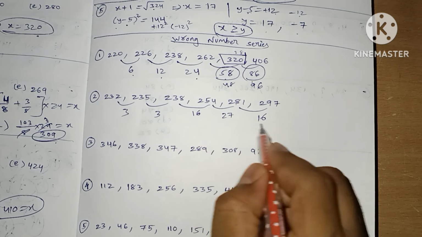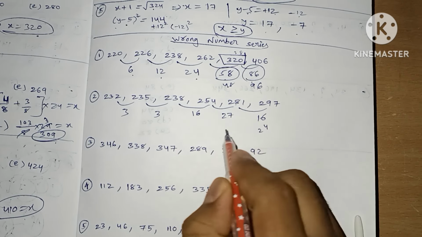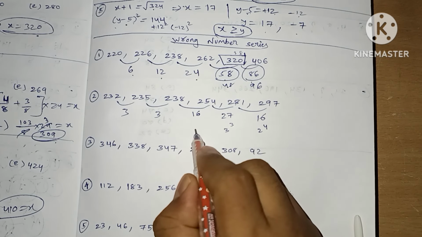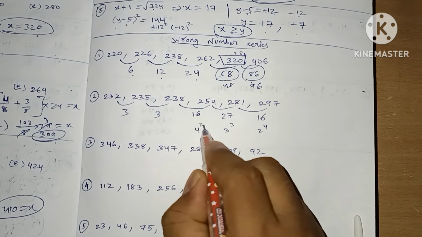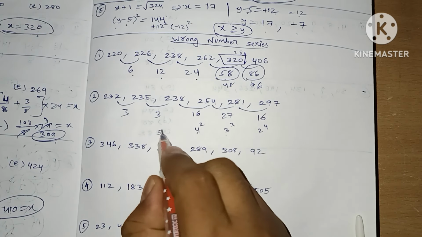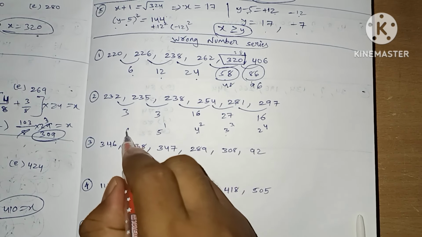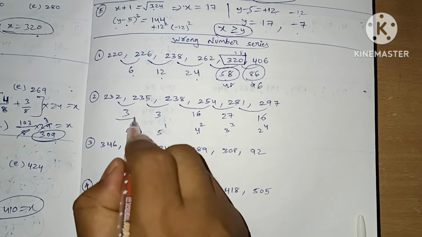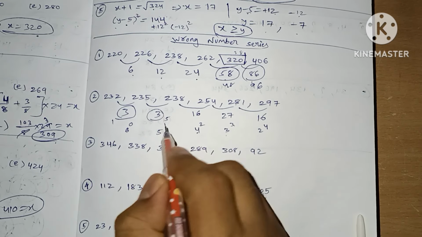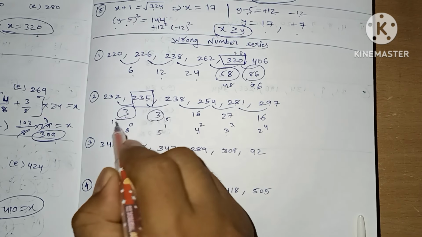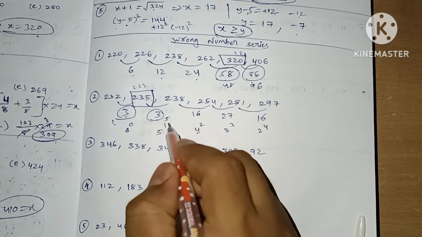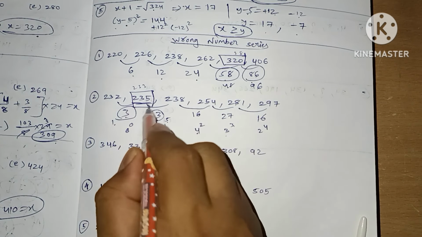Here I can see a pattern called 2 power 4, 3 cube. This is 4 square. 4 square, 3 cube, 2 power 4, and it must be 5 power 1, and this must be 6 power 0. 6 power 0 must be 1. 5 power 1 means 5. So these two are wrong, means this one is a wrong number. 232 plus 1 will be 233. 233 plus 5 will be 238. So this is a wrong number.